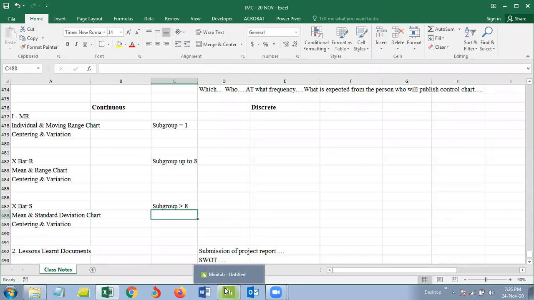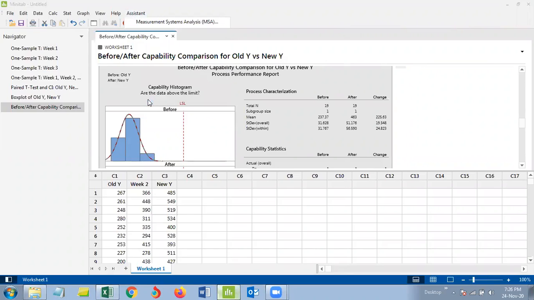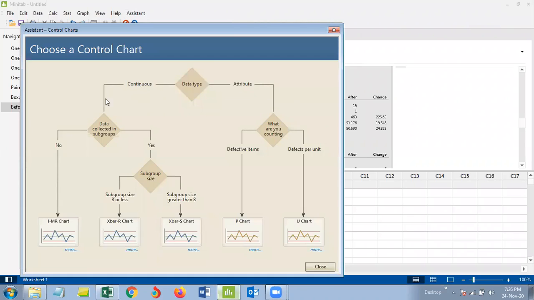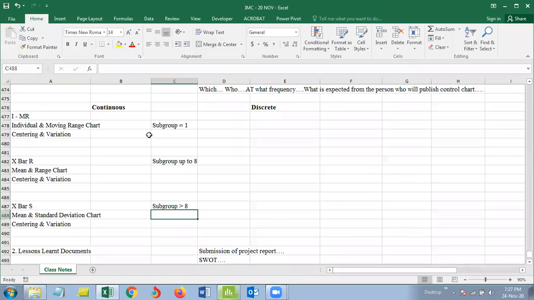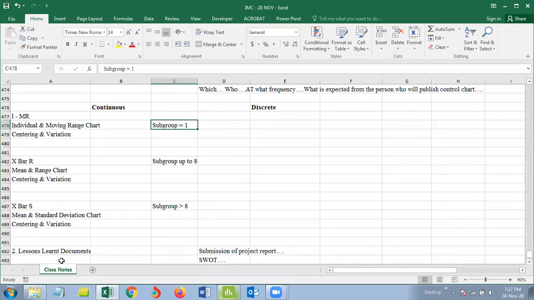If you want to check the Assistant for control charts, it tells you the same thing. Data type continuous. Are you collecting data in subgroups? That means multiple groups. No, single one: IMR. Single subgroup, single group, IMR. If it is collected in subgroups, that means more than one, yes. What is the size of the subgroup? Is it 8 or less? Up to 8, X bar R. More than 8, X bar S. So depending on the data, we will be able to understand which chart needs to be picked up. We'll look at the data to first understand which control chart needs to be used.